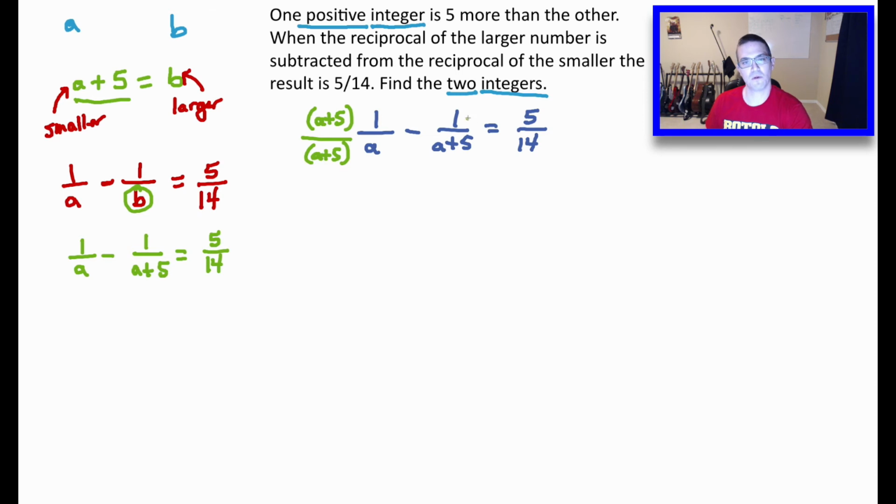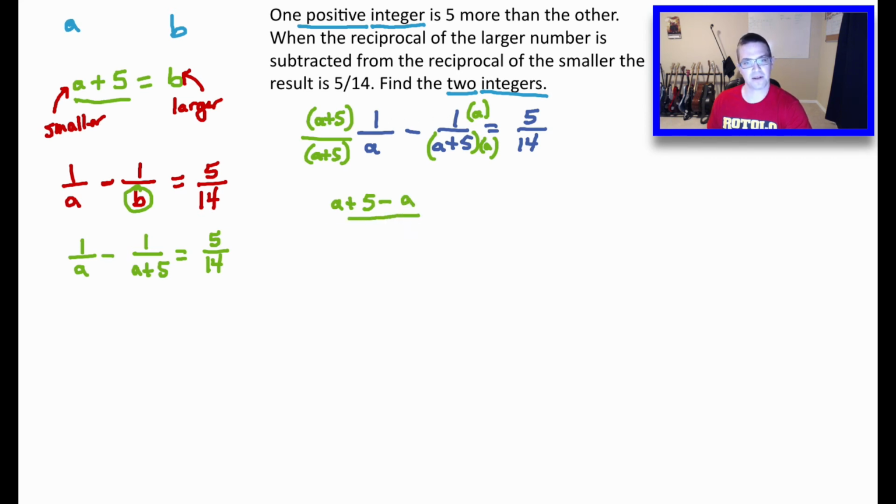Okay, this one, I want it to have the same denominator, which is the A times A plus 5. So I'm going to have to multiply this top by A and this bottom by A. You're going to kind of cram it in there. Okay, now we have a common denominator, so now we can just simplify everything. So this top part, it's A times 1 plus 5 times 1, so that would just be A plus 5 minus, okay, and then 1 times A over here is just going to be A. So that's just the numerators here.